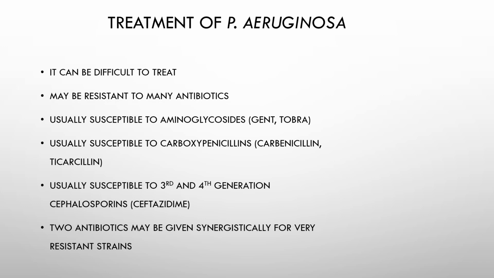Treating Pseudomonas aeruginosa can be difficult, even if it's an organism causing a urinary tract infection or a wound infection. It may be resistant to many antibiotics. It's usually susceptible to the aminoglycosides, that would be gentamicin, streptomycin, and tobramycin. And it's also susceptible to the carboxypenicillins, which would be carbenicillin and ticarcillin. It's usually susceptible to the third and fourth generation cephalosporins, and one such example would be ceftazidime. And what they may do is actually give two antibiotics together that work better together, or better synergistically, than they do independently.